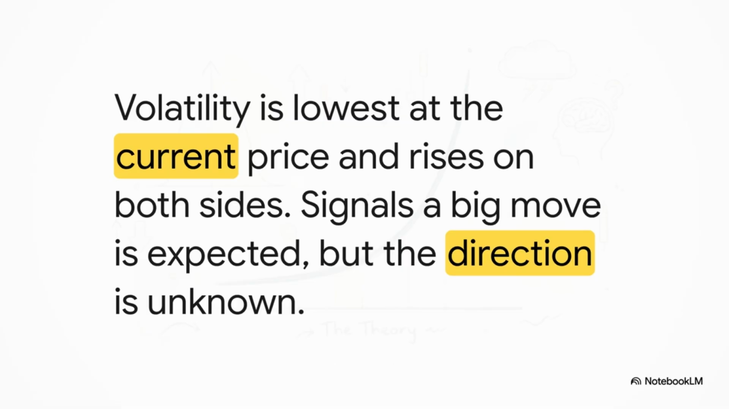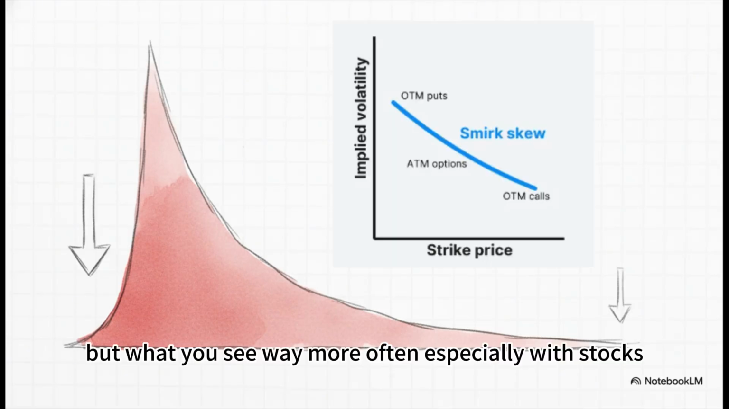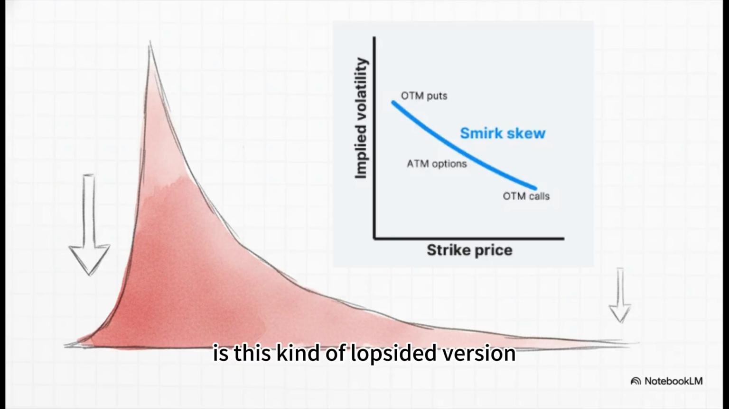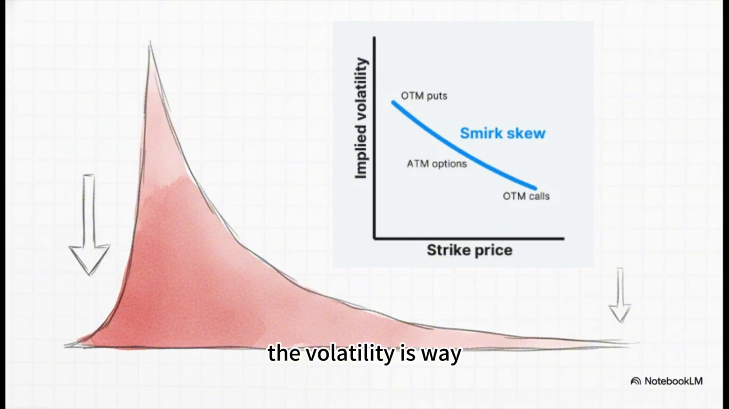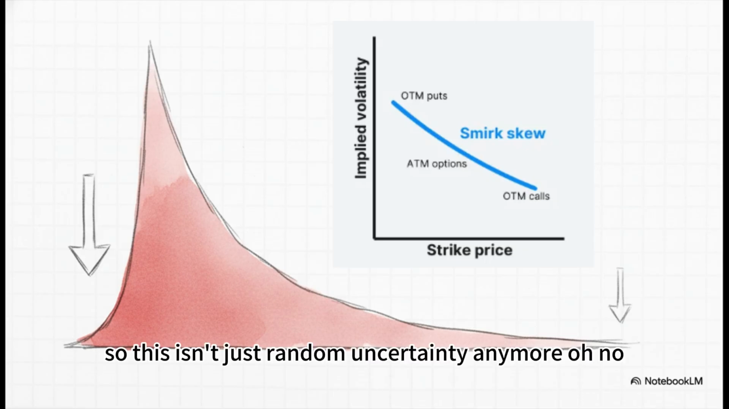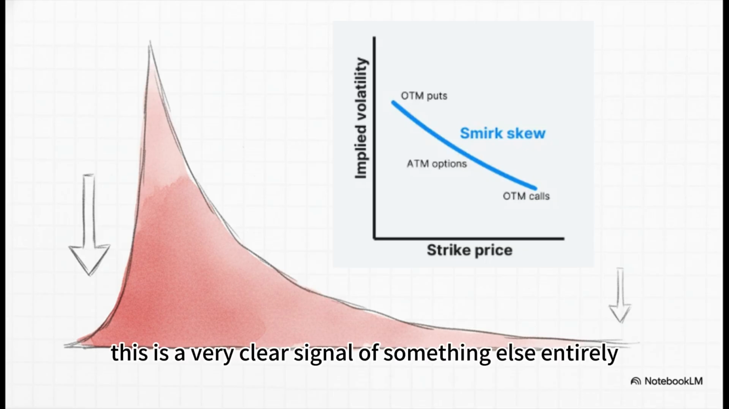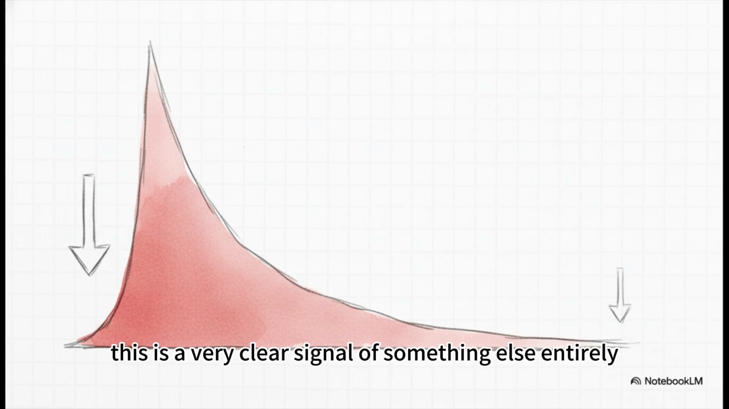That's this shape. But what you see way more often, especially with stocks, is this kind of lopsided version. We call it the skew, or, my favorite, the smirk. And look at it, the volatility is way, way higher for the options that are betting on the price going down. So this isn't just random uncertainty anymore. Oh no, this is a very clear signal of something else entirely.